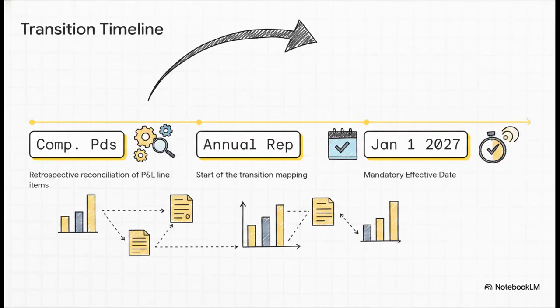Finally, let's talk about the transition timeline. According to paragraph C1, IFRS 18 is mandatory for annual reporting periods beginning on or after January 1, 2027. Early application is permitted, sure, but please don't let 2027 lull you into a false sense of security. Paragraph C3 requires rigorous retrospective application. What does that mean? It means when you publish your 2027 financials, your 2026 comparative periods must be completely restated and reconciled to the new IFRS 18 structures. So, the data collection and mapping for this transition really needs to begin well in advance.